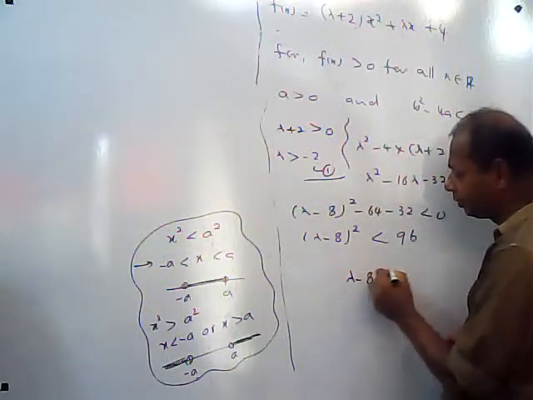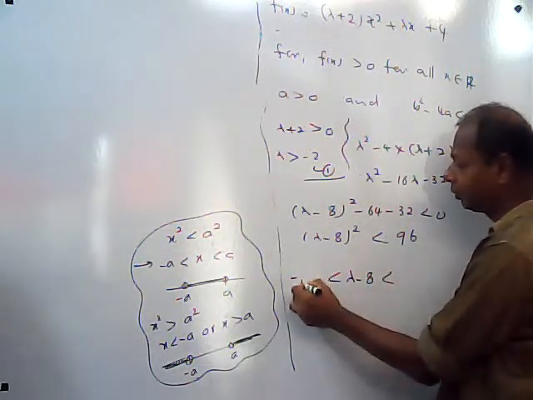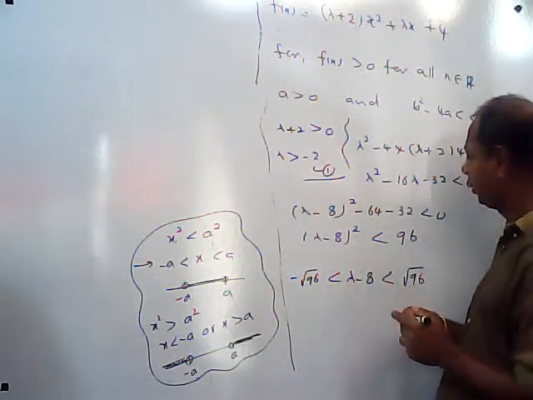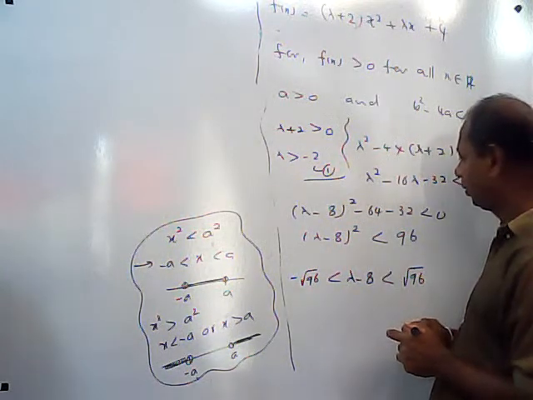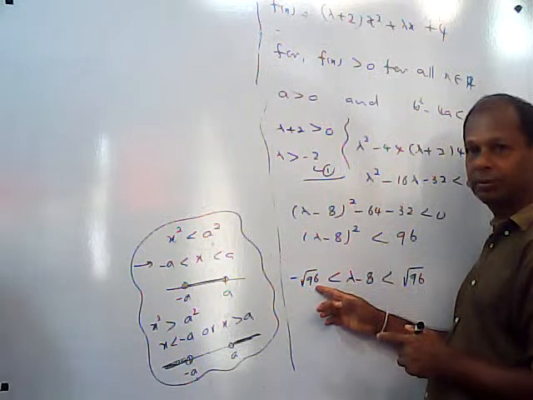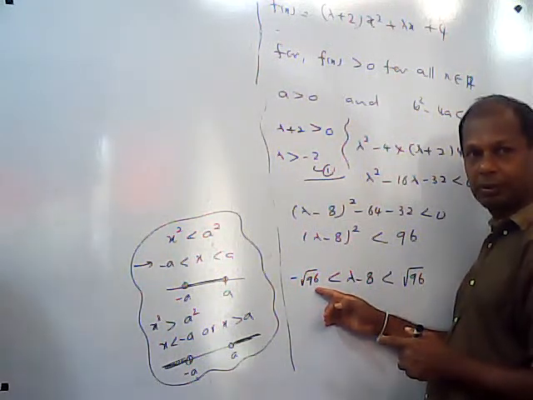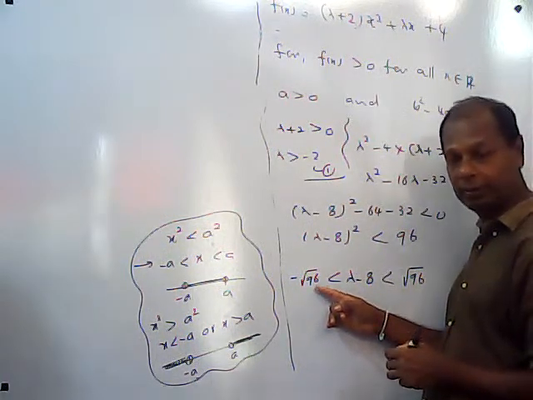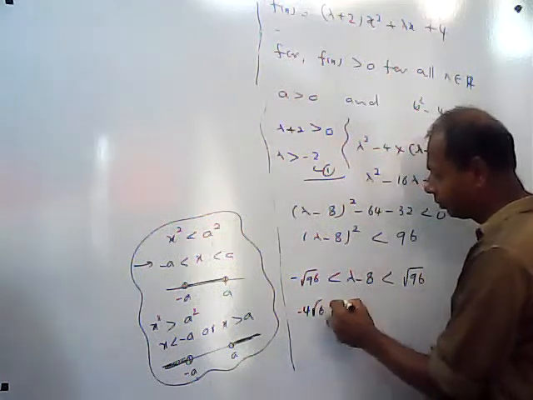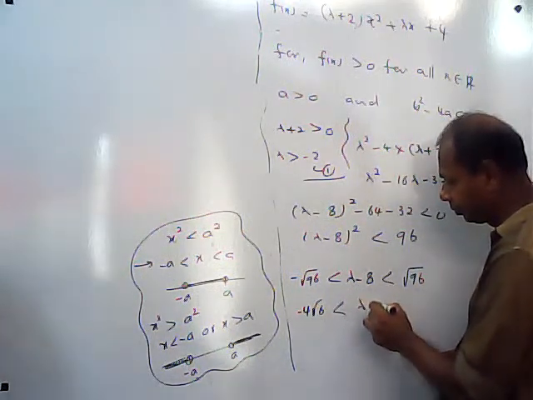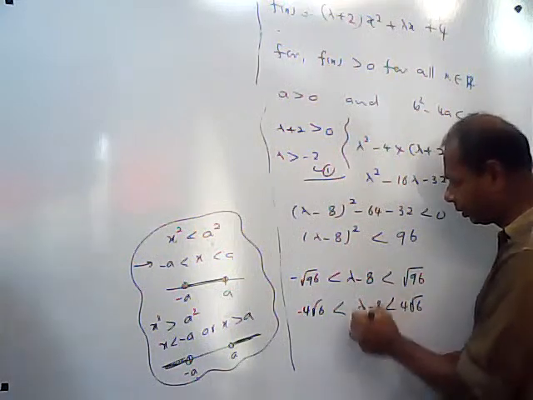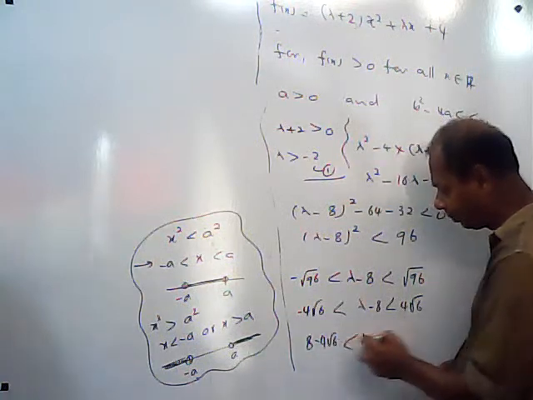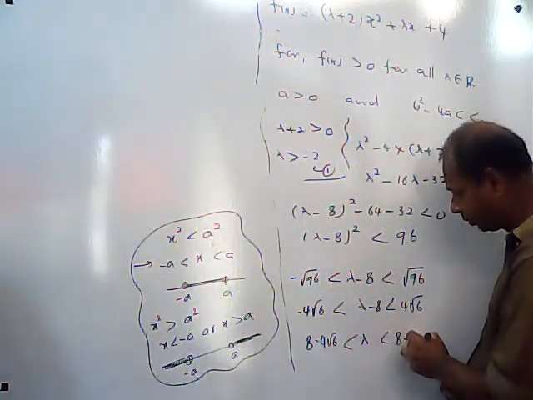So lambda minus 8 stays between the negative root of this and the positive root of this. 96 is 16 into 6, right? So the root is 4 root 6, therefore minus 4 root 6 and plus 4 root 6. Then lambda is between 8 minus 4 root 6 and 8 plus 4 root 6.